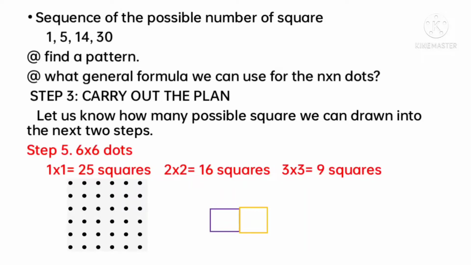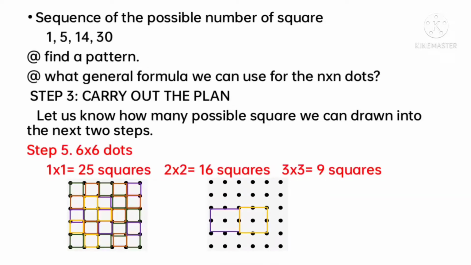So, 25 squares sa 1 by 1. We count them one by one up to 25, so there are 25 squares. Sa 2 by 2 is 16. We count 1, 2, 3, 4, up to 16.